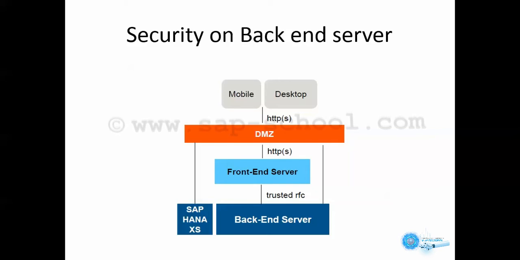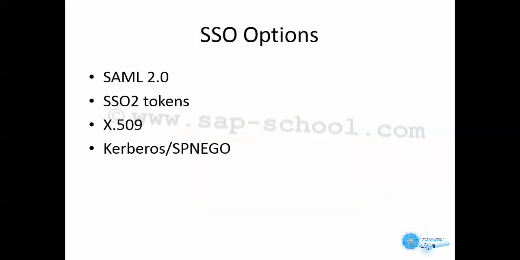Now, then we have the SSO options. So we have different SSO options which are available in SAP Fiori. They are SAML 2.0, we have the SSO2 tokens, we have X509, we can use Kerberos. So we can use SAML 2.0 tokens, user certificates, or Kerberos based authentication to enable SSO for Fiori. So based on the specific scenario that we are implementing, we can choose one method over the other.